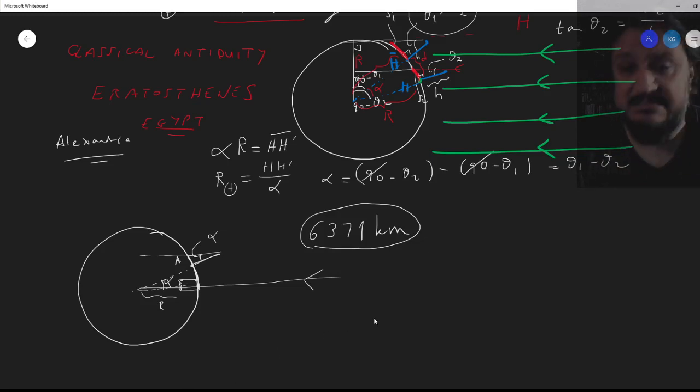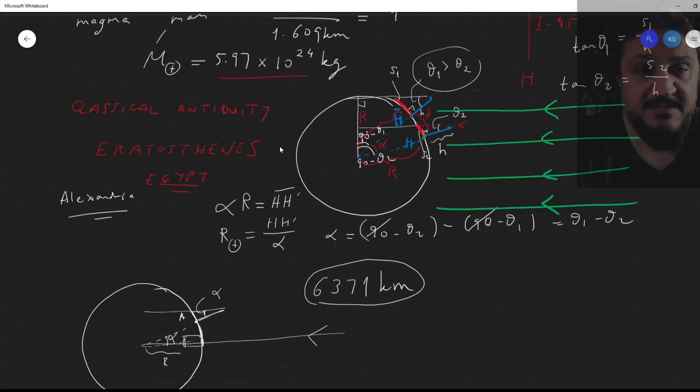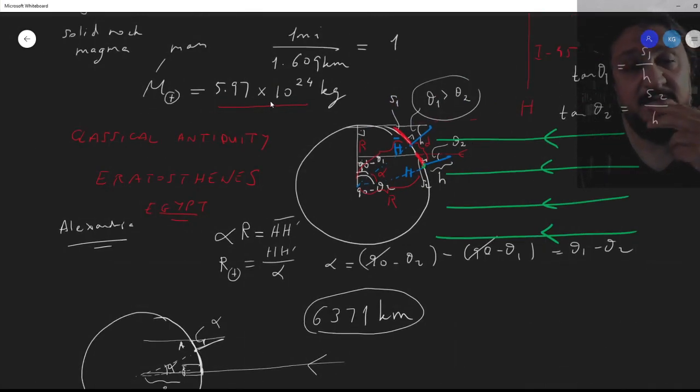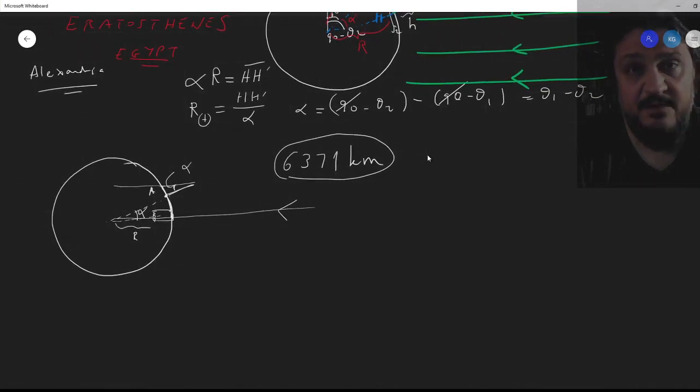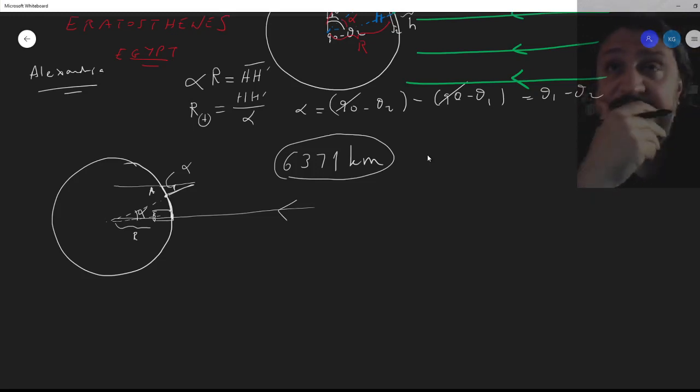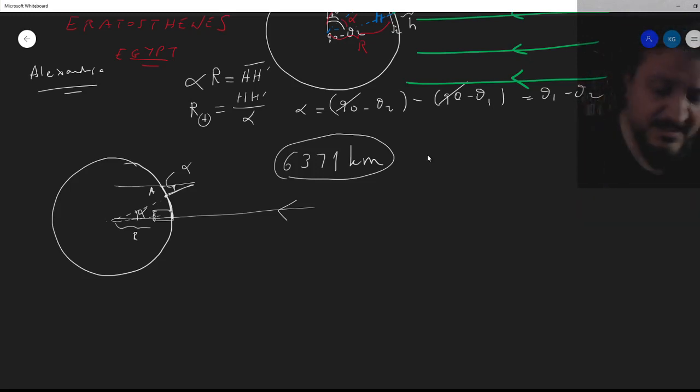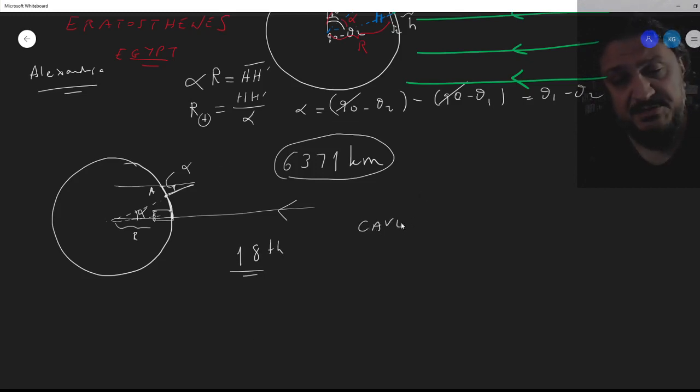What about the mass? I mentioned the mass, right? 5.97 times 10 to the 24th kilograms. How do you find this? All right, there are many ways, especially today with all the equipment we have. But that number was also discovered a long time ago in the 18th century, in the 1700s, by Cavendish.